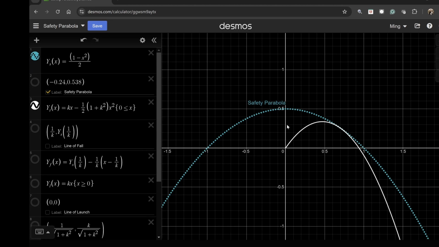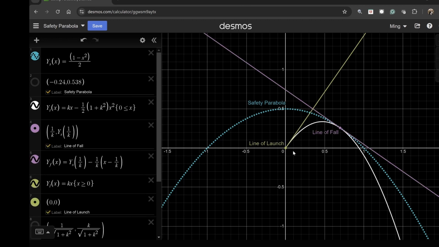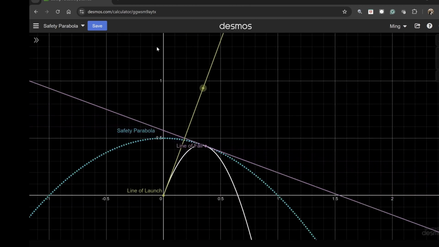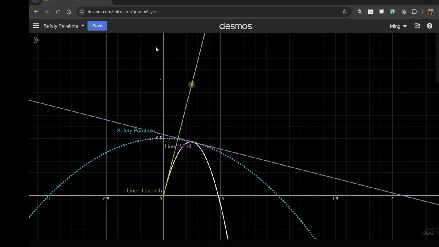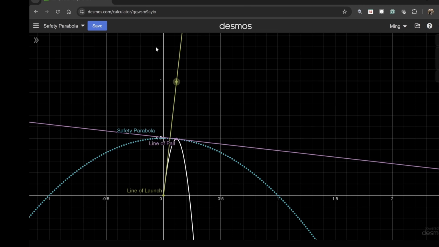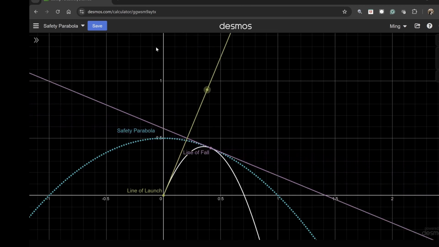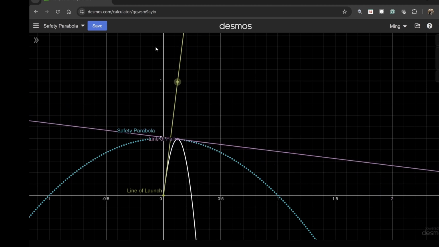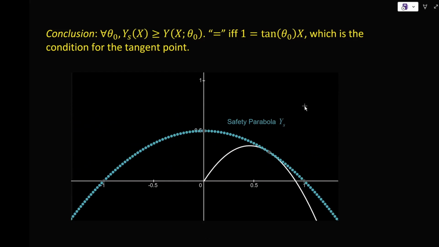As we can see, the trajectory and the safety parabola are tangent at exactly 1 point. And of course, the two curves will share the same tangent line at that point. I'll then add the line of launch, which is tangent to the trajectory at the launch point. Let's take a moment and appreciate this beautiful animation. This is all well and good, but what does it have to do with the optimal arc problem? And this is where we shall get to next.